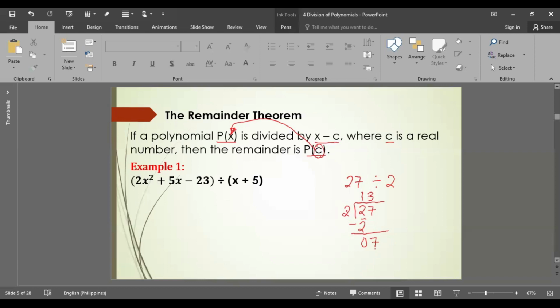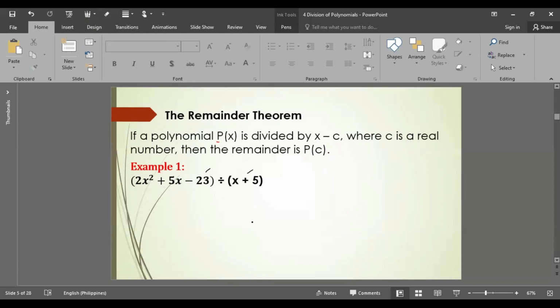Then 3 times 2 is 6. Then we subtract these two values, we get 1. So therefore, class, the remainder here is 1. So kagaya lang nung sa elementary niyo, class. So 27 divided by 2 is equal to 13 with a remainder of 1. So ito yung tinutukoy na remainder dito, class, sa lesson natin.